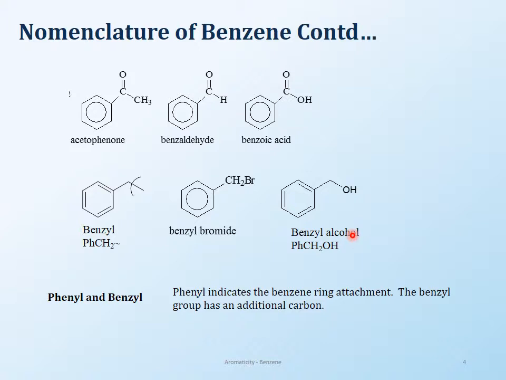Here's another example. If you have an OH attached to benzene, not directly, but through CH2, then it is called benzyl alcohol. So again, remember, benzyl has to do with this PhCH2 group, okay? I've given that little hint over here also so that you will remember that the benzyl group has an additional carbon on there. So easy to forget.